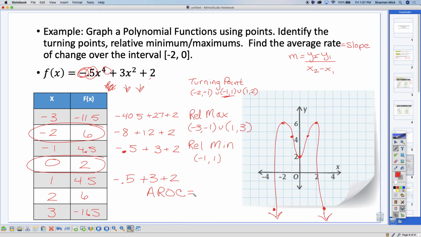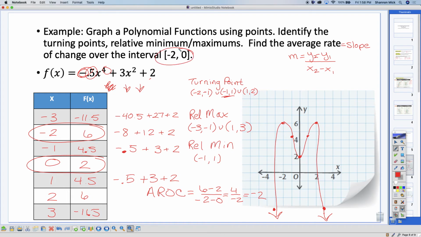So 6 minus 2 over -2 minus 0. Could I have written it 2 minus 6 over 0 minus -2? Yes, as long as these line up and down, right? So I get 4 over -2, so I get -2. Why did you choose -2, 6, and 2?